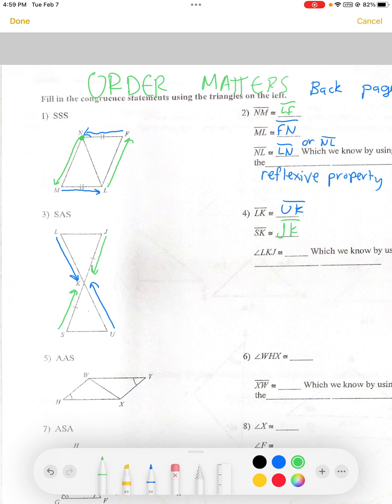Now, angles are tricky. You'll notice they have 3 letters here. The reason they have 3 letters is because we have to make sure that the angle is in the middle. So K, in this case, is in the middle. So we're going LKJ is congruent to UKS. That little shape right there means angle, which we know by using vertical angles. I'll leave the other 2 to be homework.